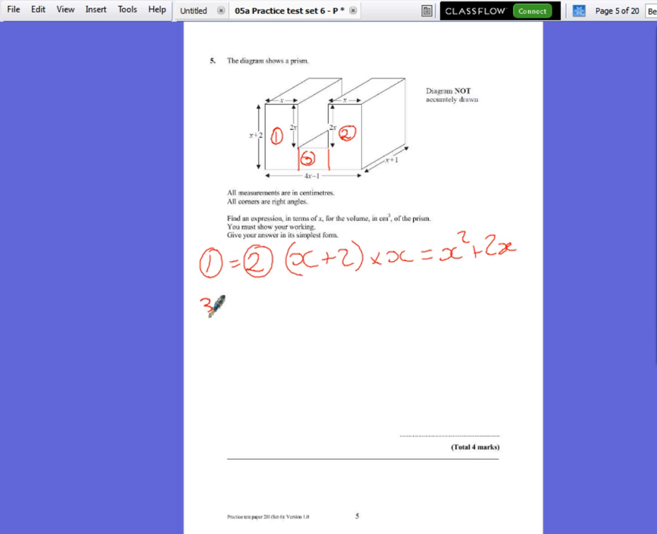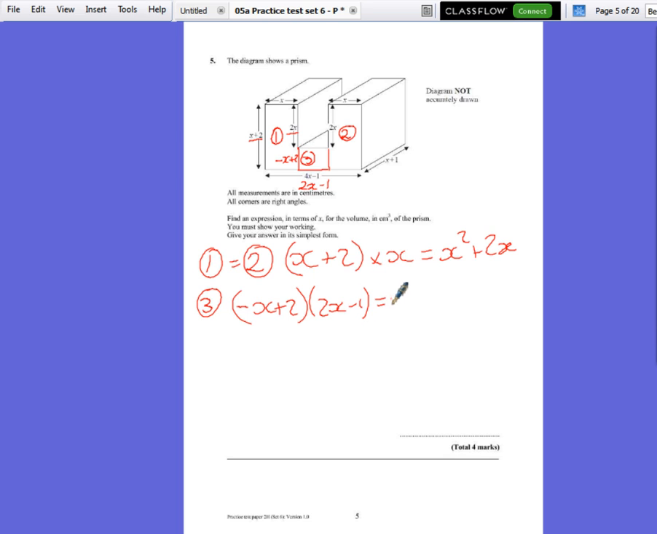And then for shape 3, the bit in the middle, this distance here would be x plus 2 take away 2x, which would be minus x plus 2. And to get this distance here, then we'll do 4x minus 1 take away the 2x, so that'll be 2x minus 1. So to work out the area of that, you do minus x plus 2 times 2x minus 1.